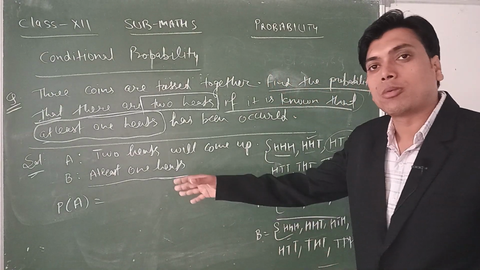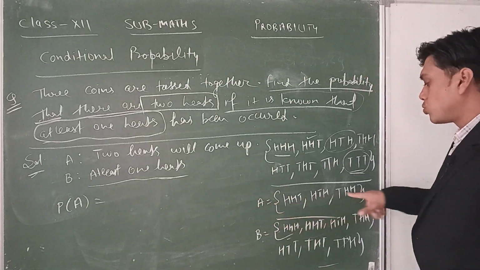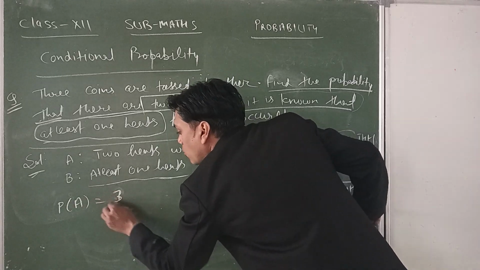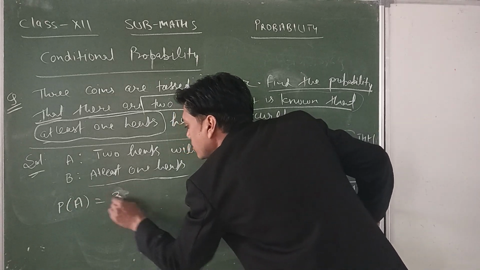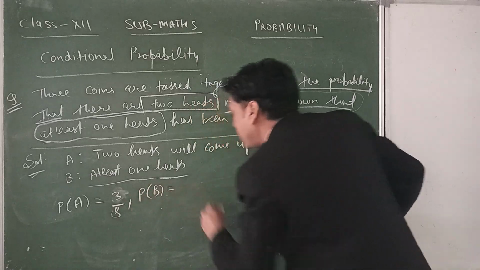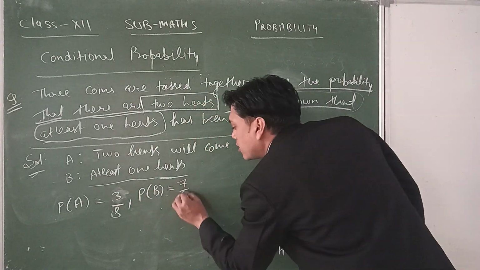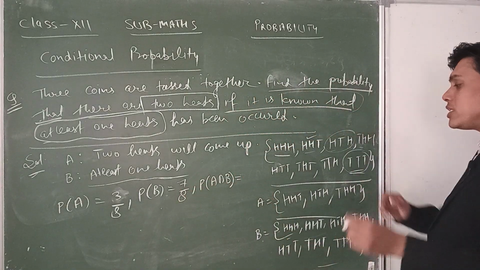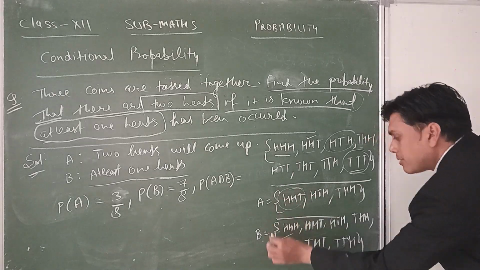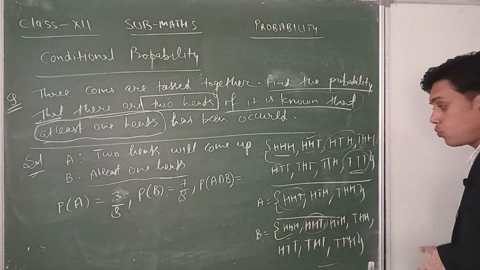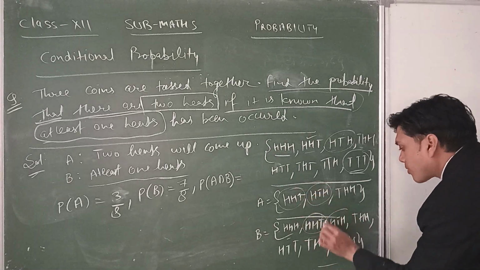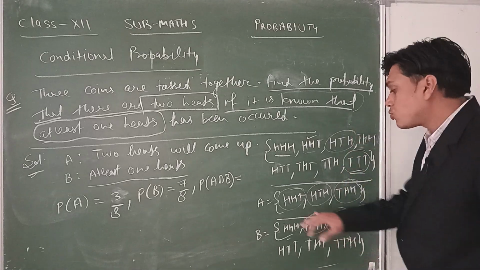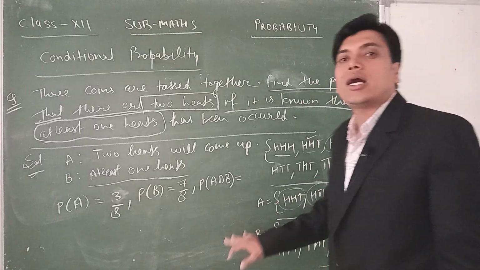So write down the probability of both events. A: 1, 2, 3. So probability of A is equal to 3 out of 8. Similarly, probability of B is 7 out of 8. Now one more, we have to find the probability of A intersection B, which is common. Head, tails, head, tails. Head, tail, heads, tail, heads, tails, heads. So all three of A are in B.